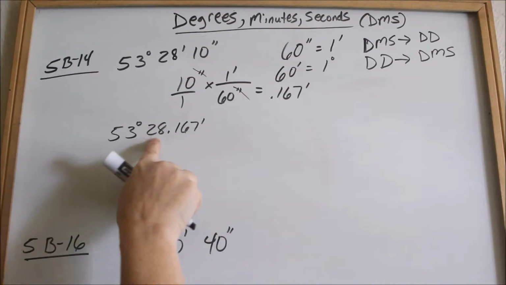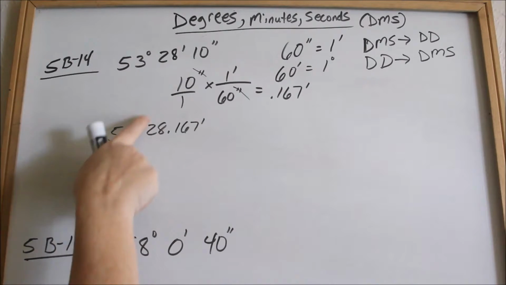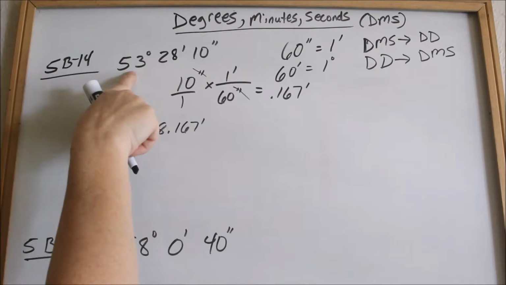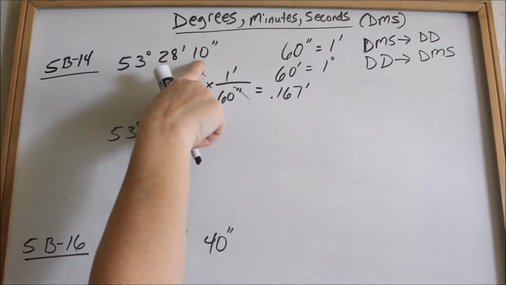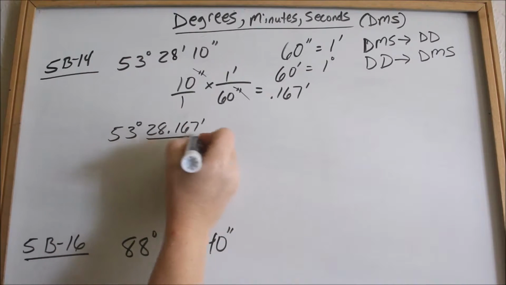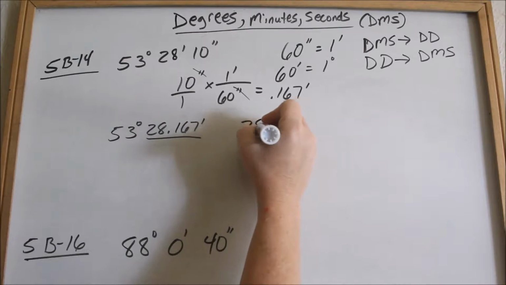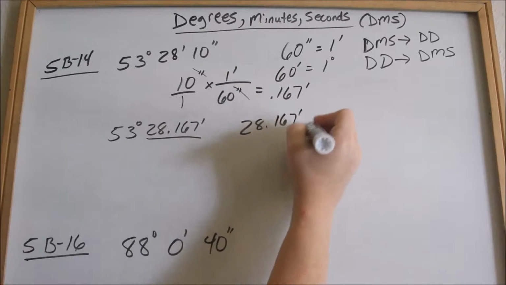So I need to convert the minute portion to degrees. I'm ignoring the 53 degrees. Up here I ignored the 53 degrees and the 28 minutes, and I only converted the seconds part. Now I'm only going to convert the minutes part. So I'm going to convert the 28.167 minutes.